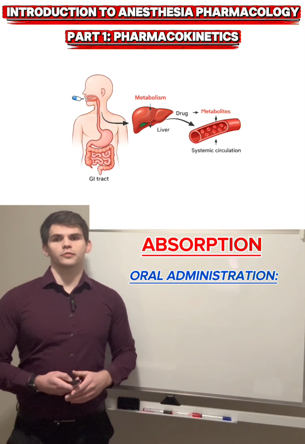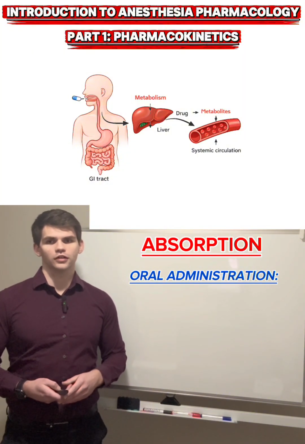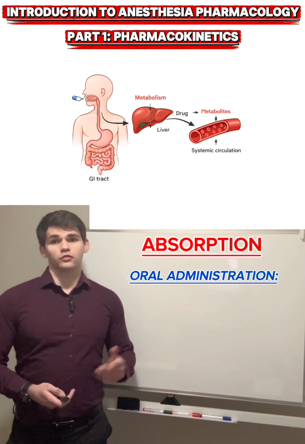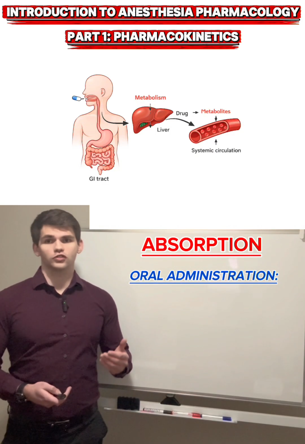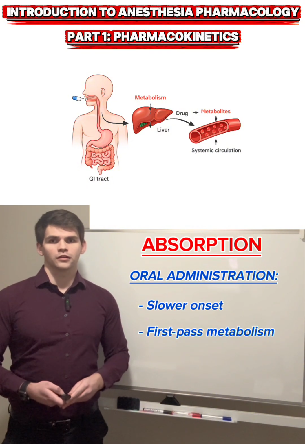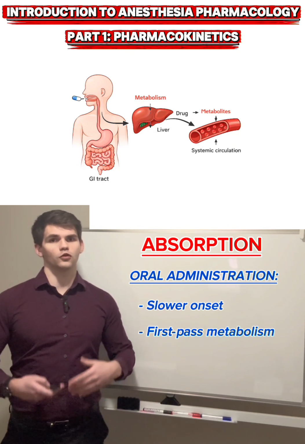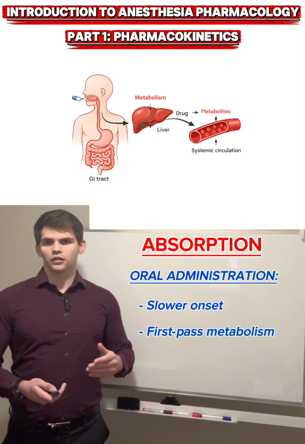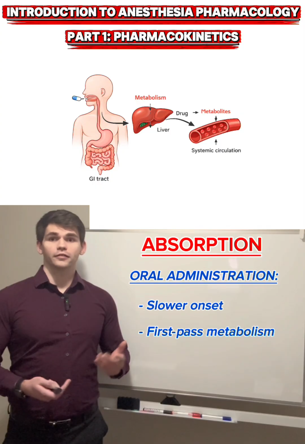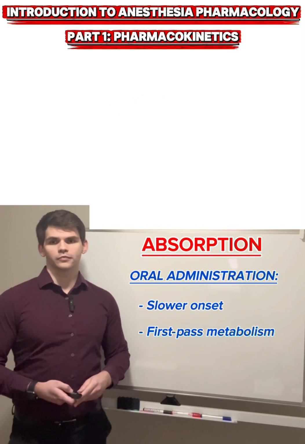Next, let's talk about oral administration. This is much less important for induction or intraoperative anesthesia, but it still matters in perioperative care. Oral drugs must go through the GI tract and then through the liver before reaching full systemic circulation. That is called first pass metabolism. So there's a slower onset and it undergoes first pass metabolism, so you're not getting the full 100% of the drug. So oral drugs are not useful when you need immediate anesthetic effect, but they can be useful for postoperative pain control and preoperative medication management.